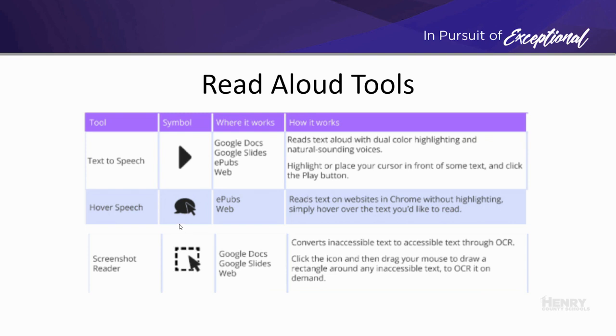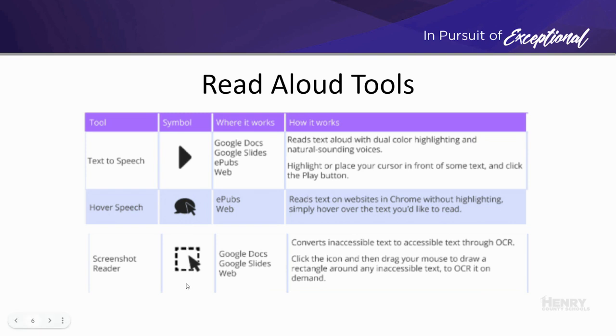A second read aloud feature is hover speech. With this feature, it's going to sound the same way when it's reading, but in order to activate it, all the student has to do is click on the icon and then move their cursor. There's no more clicking and there's no typing or highlighting. They just move their cursor to where they want the text to begin reading, and it will read aloud to them and highlight the words as it goes.